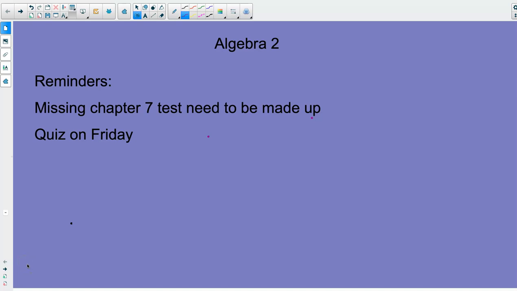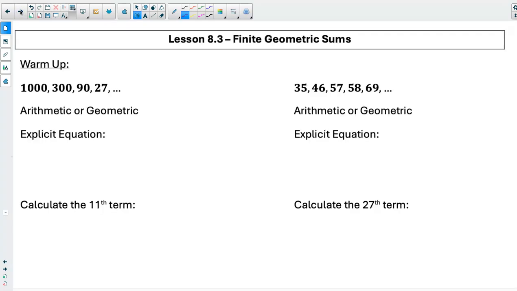Cover every lesson that we're going to do this week. We are looking at 7.3 today, and for 7.3, the first thing that we're going to do is a quick little warm-up. So you got these two problems. You're determining, is it arithmetic or geometric, writing the explicit, and then calculating a term. So go ahead and try that out. I'll give you about 4 minutes to do so.